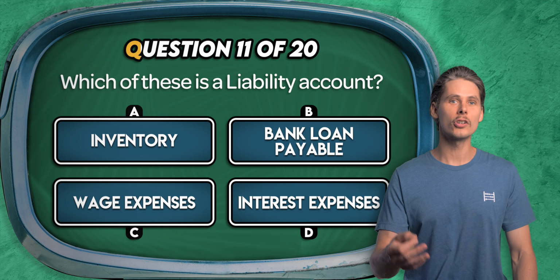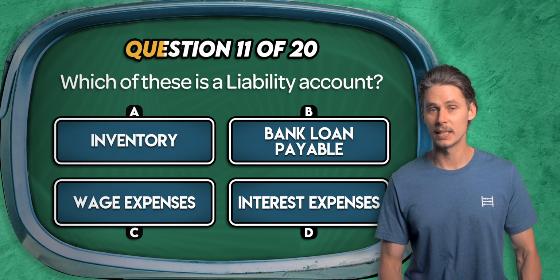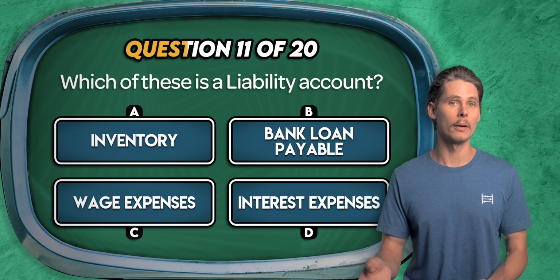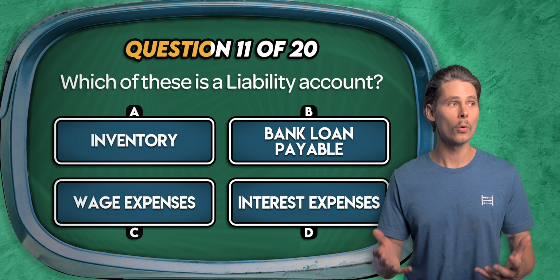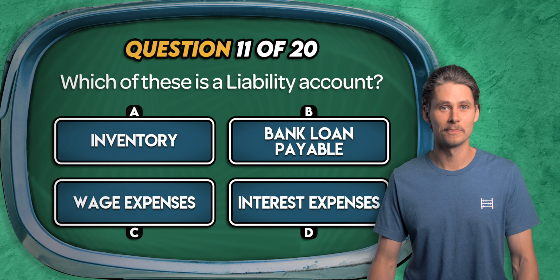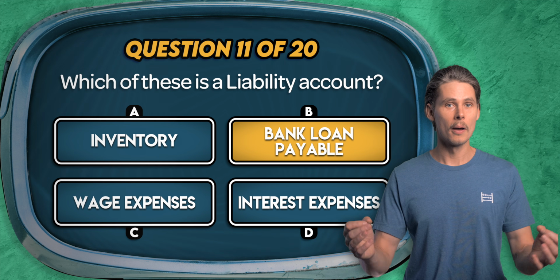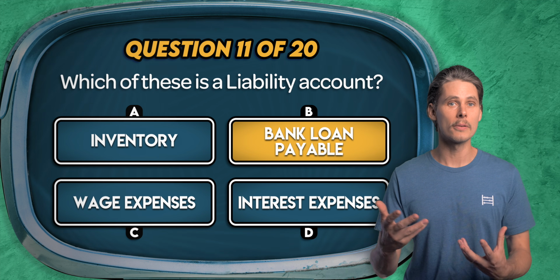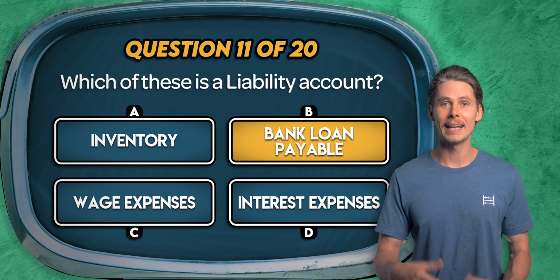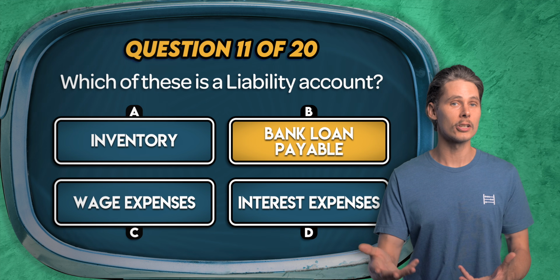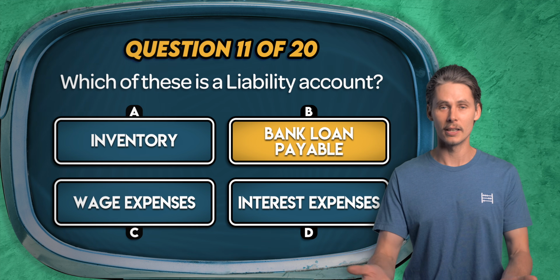Question 11. Which of these is a liability account? Is it inventory, bank loan payable, wage expenses, or interest expenses? B again. Bank loans payable represent money the business owes to a lender. It's a liability because there's an obligation to make an economic sacrifice in the future.